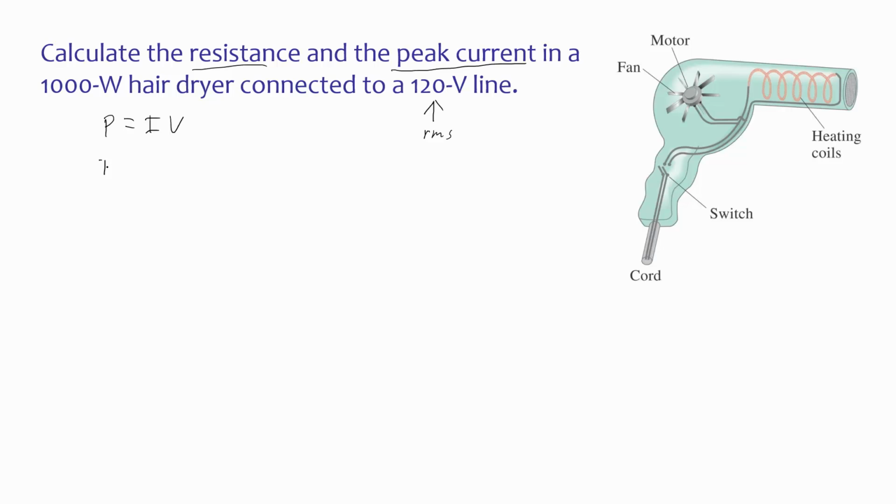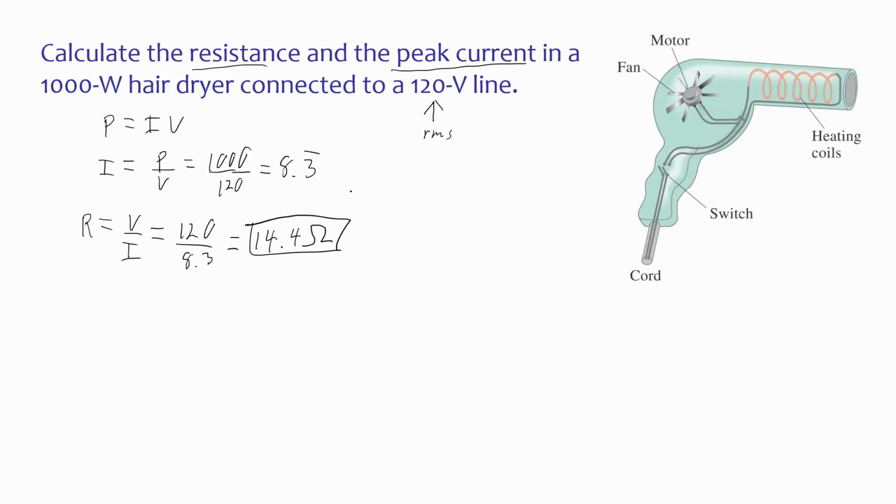So to start out with, we'll find the RMS current, which is P over V, which is 1000 over 120, which gives you 8.3 repeating. So from this point now we can find either of these things. To find the resistance, you've got V equals I times R, so R equals V over I, which is going to be 120 divided by 8.3, and that is going to give us a little over 14 ohms is the internal resistance of our hair blow dryer.